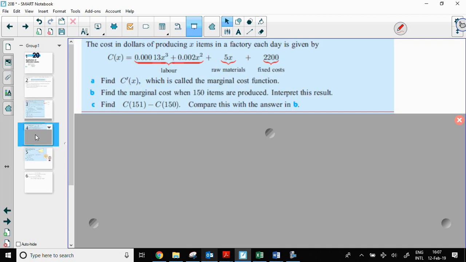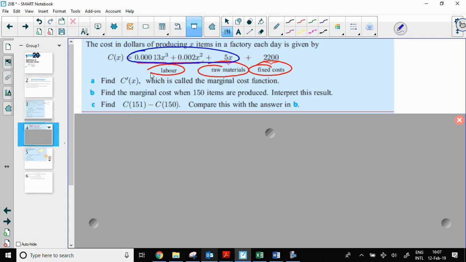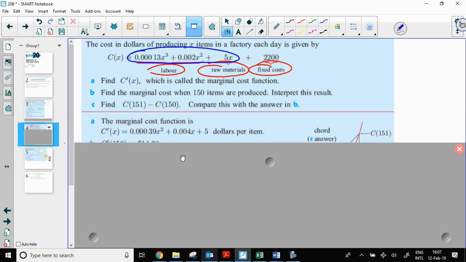Okay, cool. And it really doesn't matter that they're breaking this cost down into labor, raw materials, and fixed costs. That's irrelevant. The 2200 is obviously something that's fixed, but these three terms are all dependent upon x. I don't care what they break down into. So find C prime of x. That's easy to do. We calculate the derivative. Great. There it is. Its units are dollars per item because this is the rate of change in cost, C of x, with regard to x, which was items.